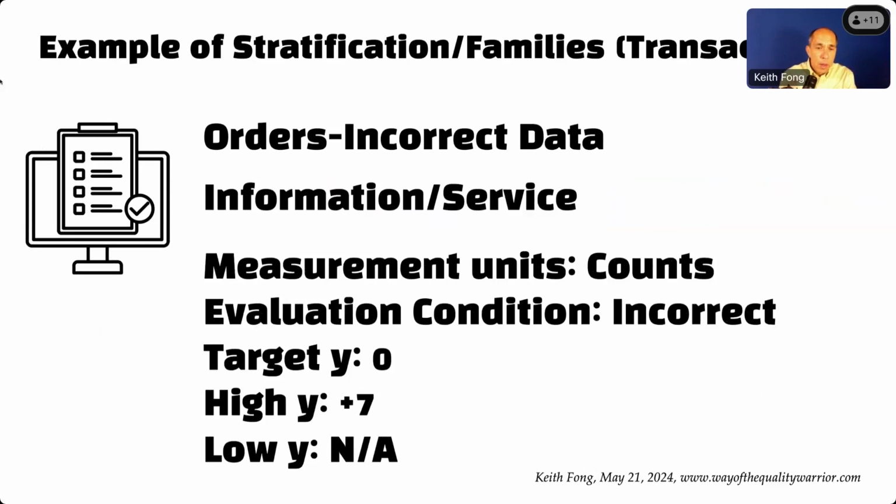So now in our case, the target Y is 0, right? We don't want any incorrect information on our orders. And let's say we find orders with up to 7 pieces of incorrect data. The low Y is 0, but it's not like we're going to say it's a low Y and it's dissatisfying. That's our target value. So we're basically one-sided here. 0 is ideal; less than 0 or greater than 0 is not okay.